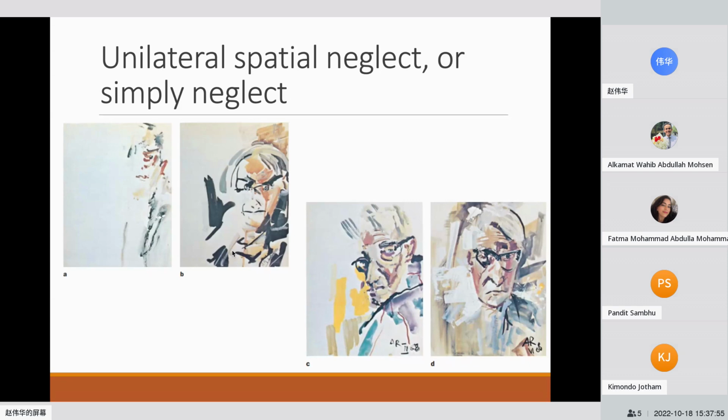At the end of the attention course, I will introduce some interesting patients to you. This one is called unilateral spatial neglect, or simply neglect. This kind of disease results when the brain's attention network is damaged in only one hemisphere. The damage usually occurs from a stroke, and it has very high frequency.